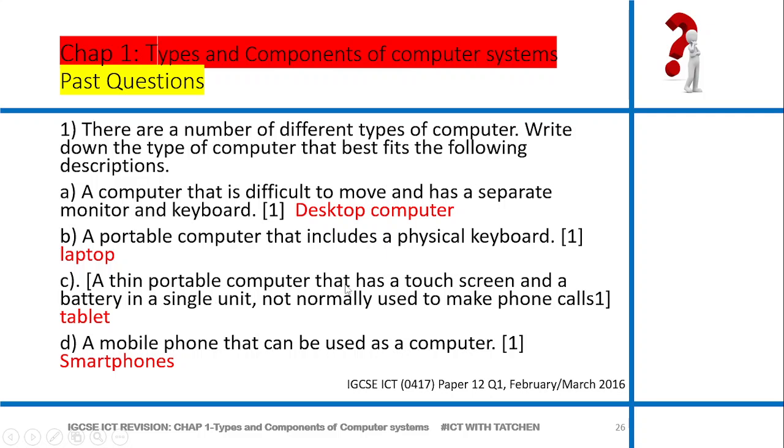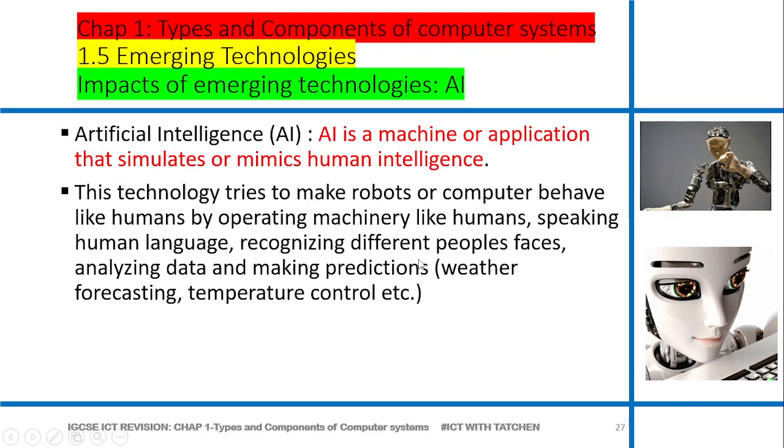A thin portable computer that has a touch screen and a battery in a single unit, not normally used to make phone calls. Tablet. A tablet is not normally used to make phone calls, just in rare cases where you find a tablet with a SIM card. A mobile phone that can be used as a computer, obviously smartphones.